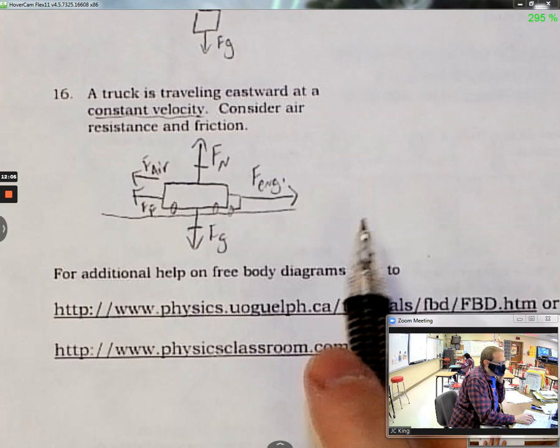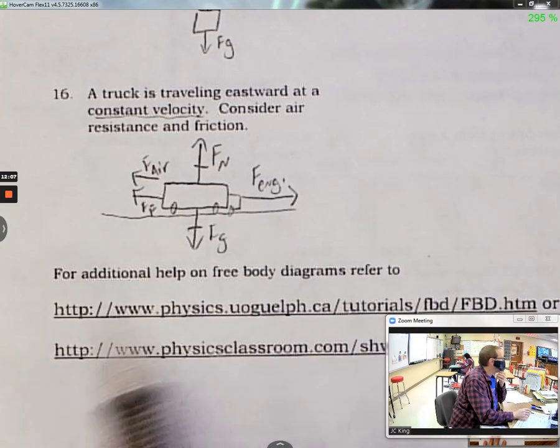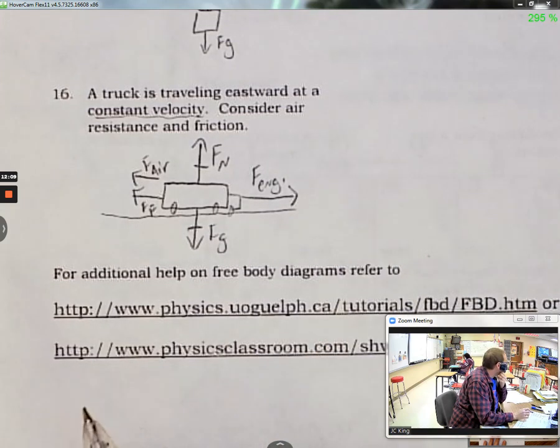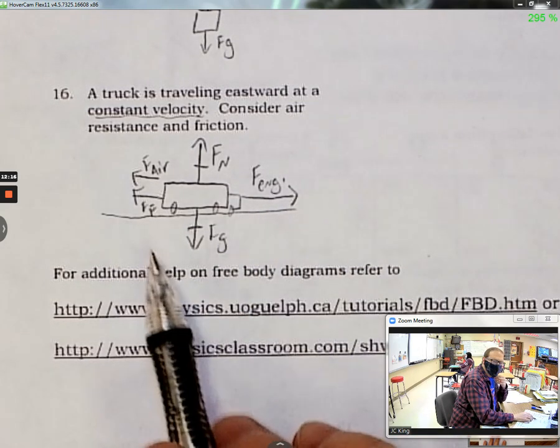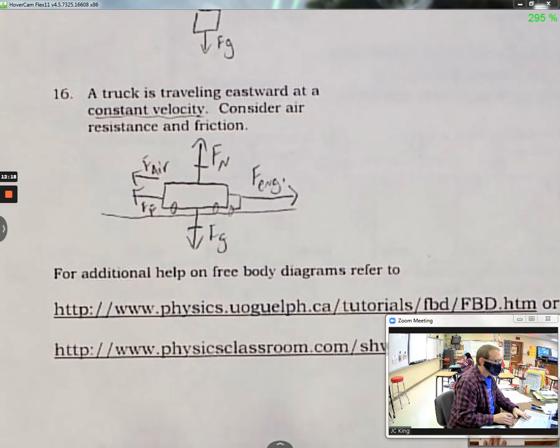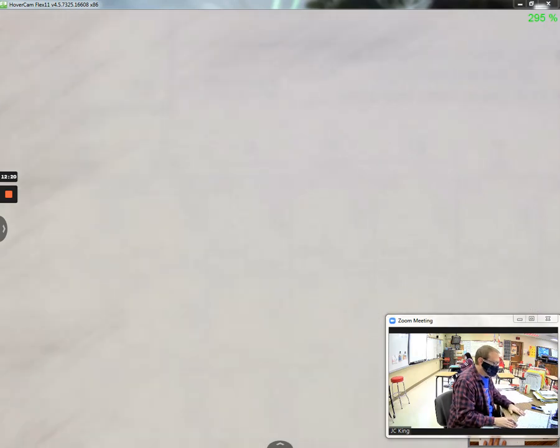Now I'm willing to bet that that's probably going to cause the force of air to increase a little bit too, right? Okay, but still the force of engine is going to be bigger than the air and the friction put together. So I'm not going to redraw that one.